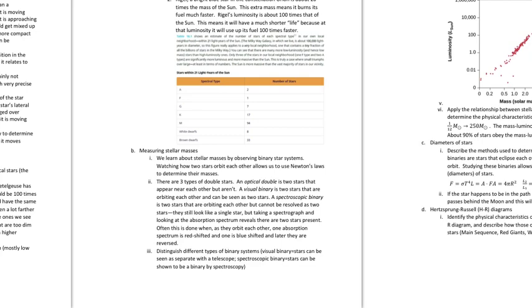So we did visual binaries, those where you can just look with your eye and see that they're two stars, and we did spectroscopic binaries. That's down here.